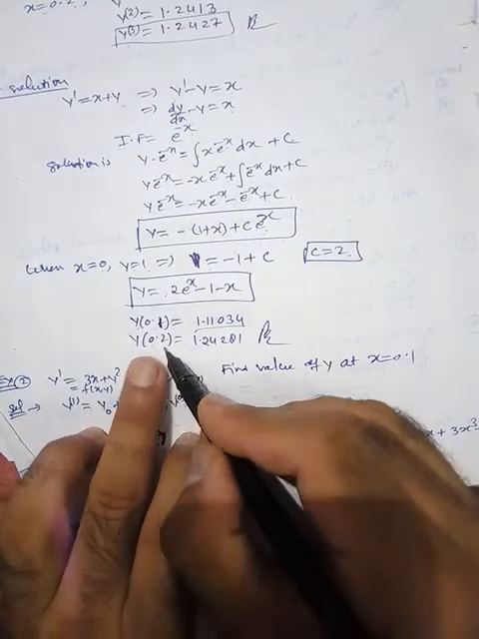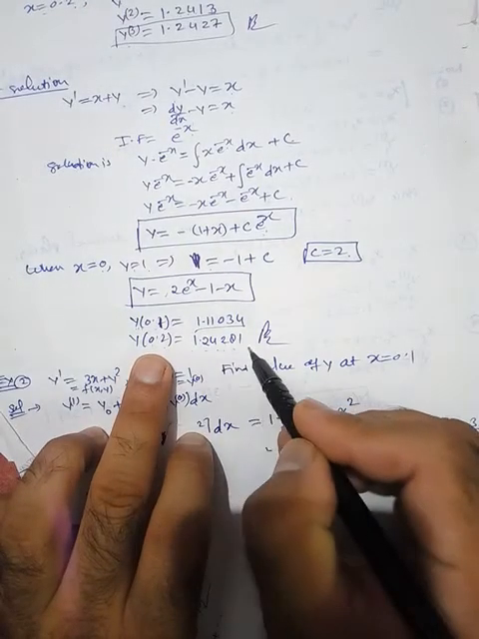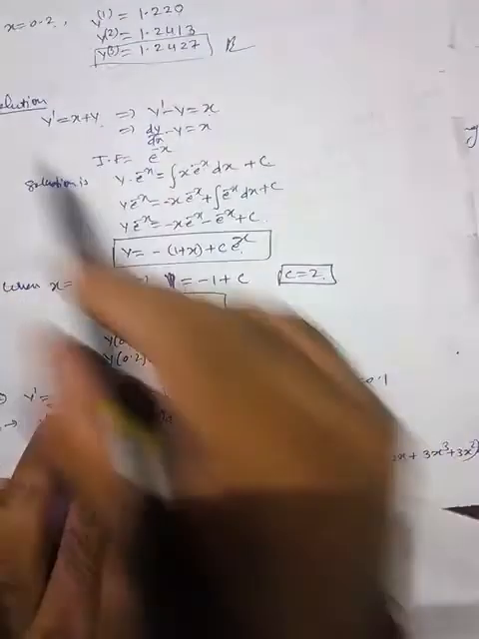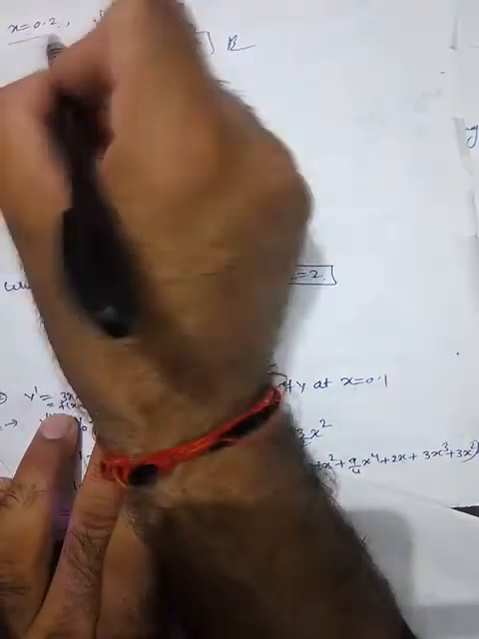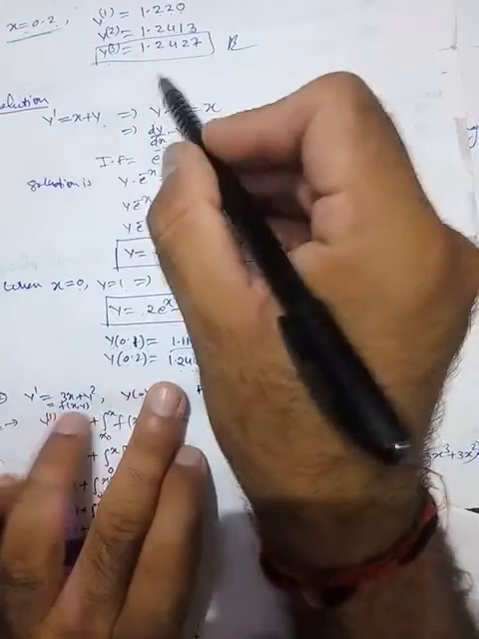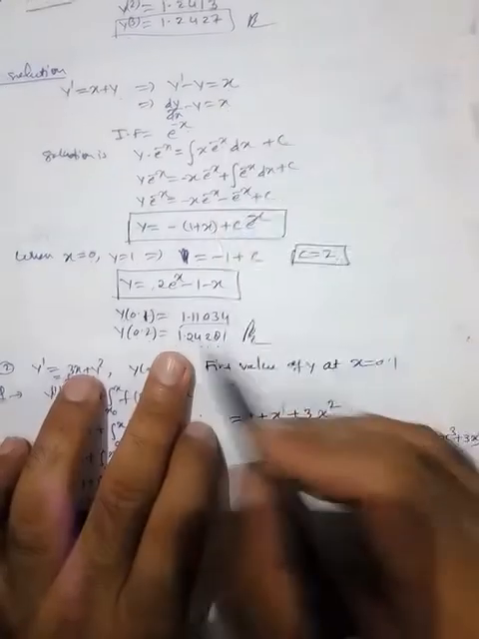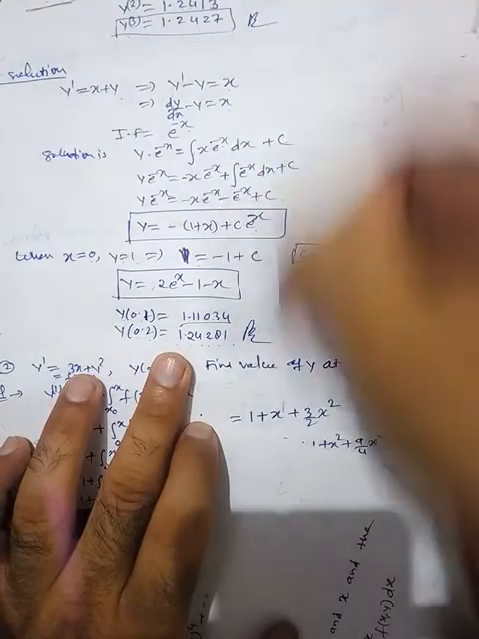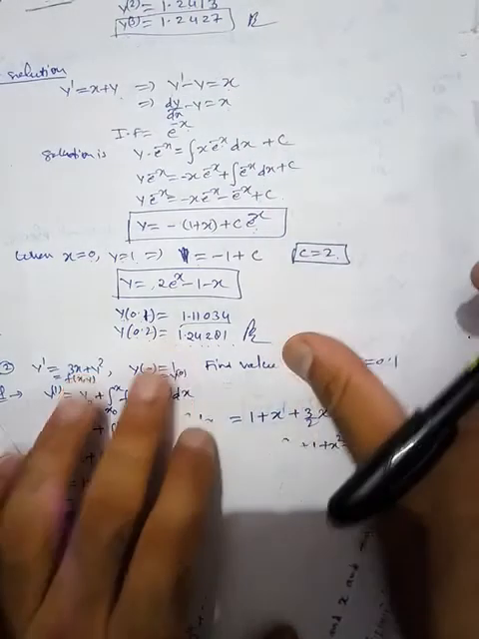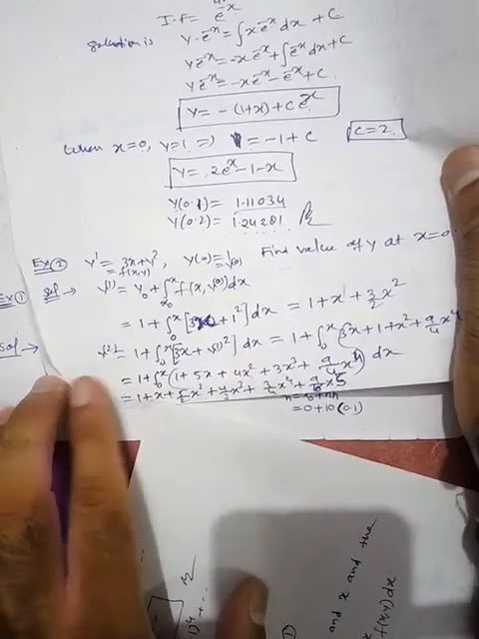Similarly here, y at 0.2 is 1.24281. However, if you compare, the result here is 1.2427 something. So again there is some error, but it is very close. Fine. So likewise we can solve any equation.